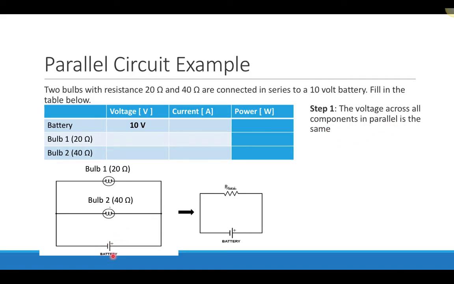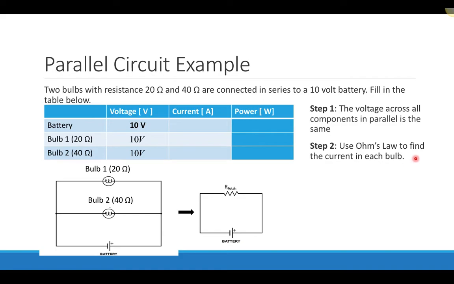Since we know our battery voltage is 10 volts, that means that we also know the voltage across each of the bulbs also has to be 10 volts. So the starting point for parallel circuits is to realize that all of the voltages are going to be the same.